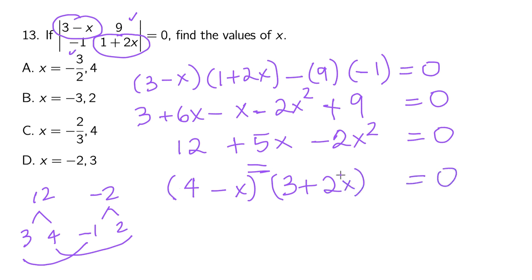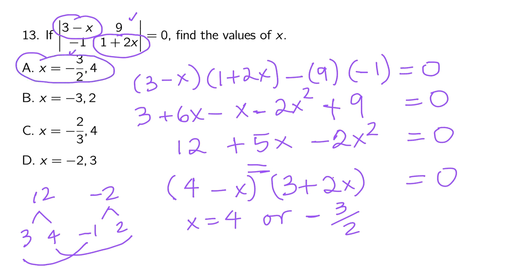Now it's always a good idea to multiply back quickly to see if you get the result. 4 times 3 is 12, that's good. 4 times 2x is 8x, minus 3x, that's 5x, so that's good. Minus x and 2x is minus 2x squared, so that's good. From here we see that x equals 4, or x equals minus 3 over 2. From that we see that our answer is A.